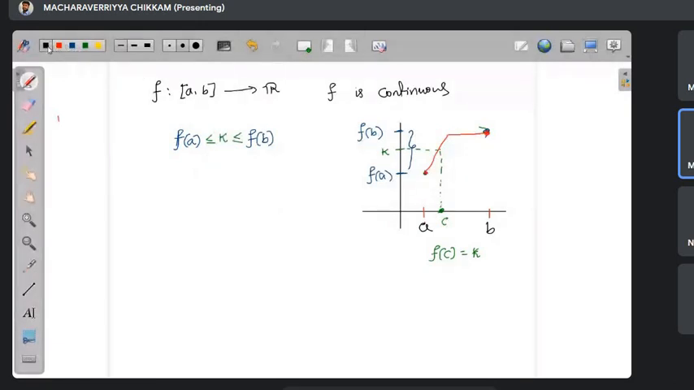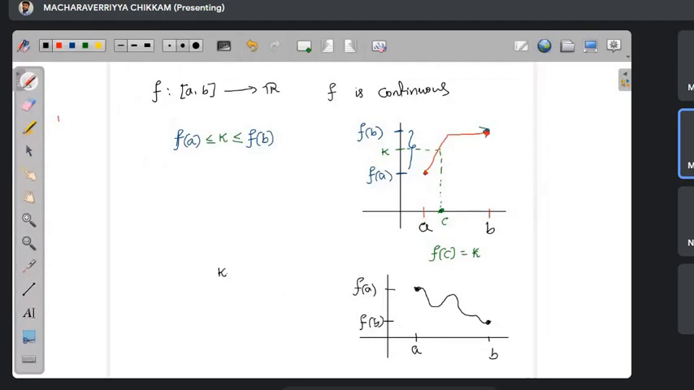Remember one thing: this f of A need not be less than or equal to f of B. Sometimes the graph may look like this also. For example, you take this graph between A and B, assuming this is A and this is B, and you take a point here. This is f of A and this is f of B. Now you just join it like this. So now f of A is here, and this is f of B.